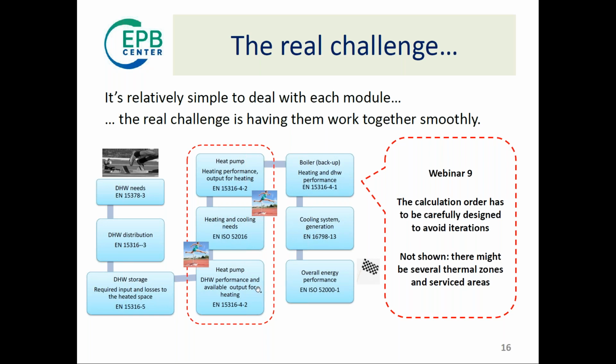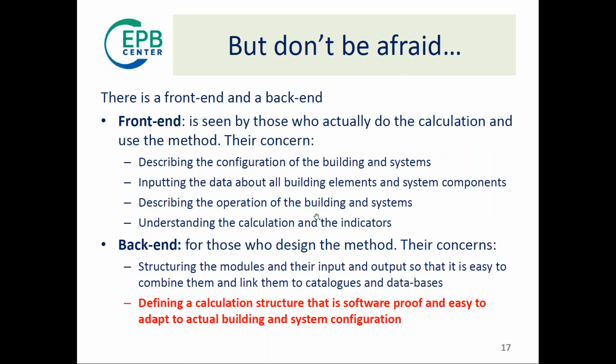And you might have the risk of iteration, and as Gerard said, you could also avoid this by using data from the previous hour. So the calculation order is to be carefully designed to avoid costly iteration in terms of time of computation. All this looks again very complicated, but we shouldn't be afraid, because as I told you, there is a front end and a back end.